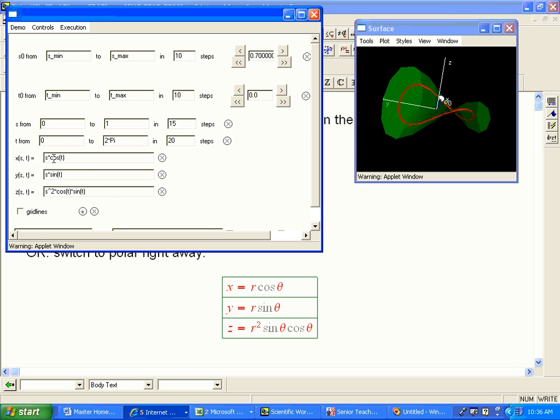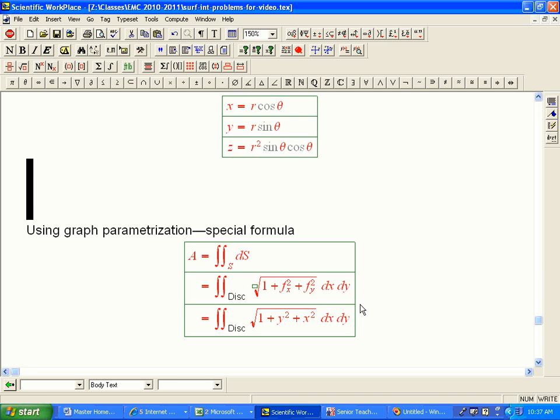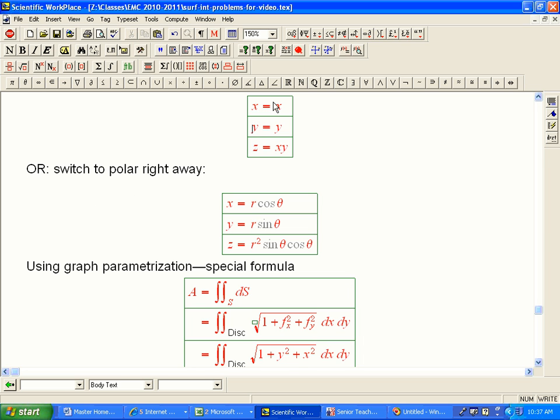And of course here it's s and t instead of r and theta. But I've put it in as s cosine t, s sine t, and then of course xy turns into s squared cosine t sine t. Just like here, xy turns into r squared sine theta cosine theta. So let me show you, I did an example rather like this in class where we did actually go to polar right away. But what if we use the graph parametrization, just using x and y?